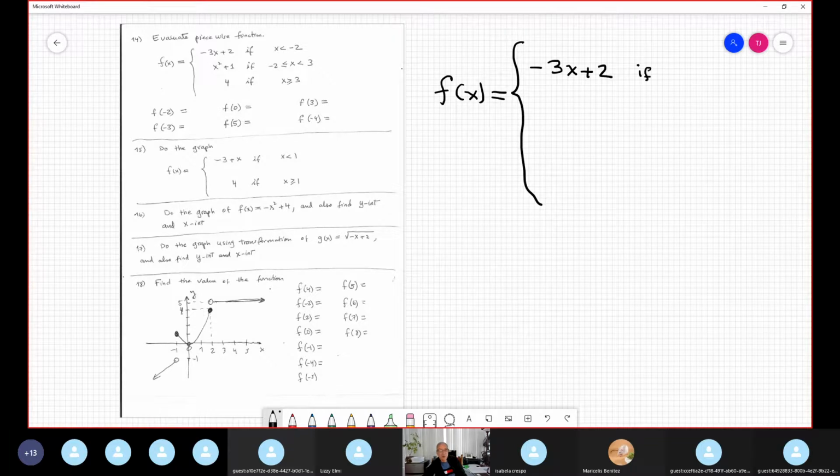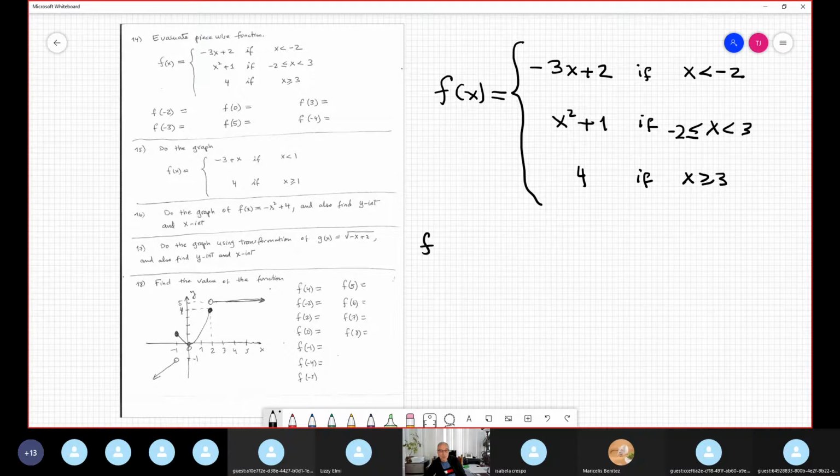if the x value that you want to evaluate is less than negative 2. It is x squared plus 1 if the value that you want to evaluate is between negative 2, including negative 2, and 3, not including 3. And 4 is a constant function if x is greater than or equal to 3 and continues forever to infinity.